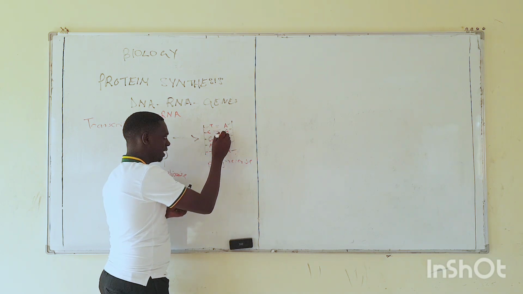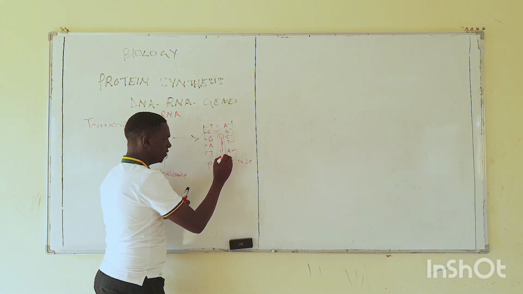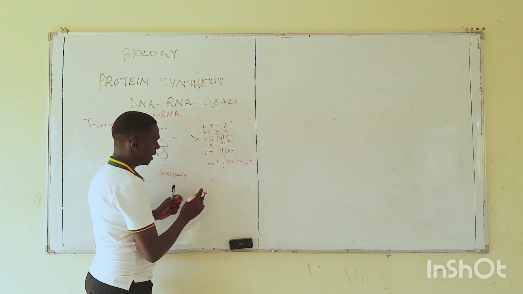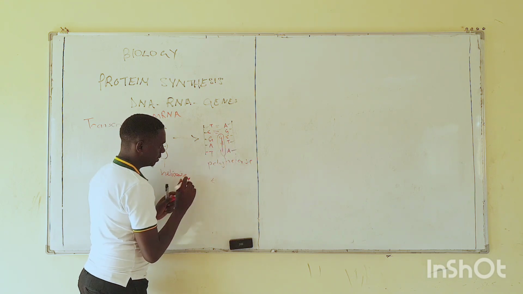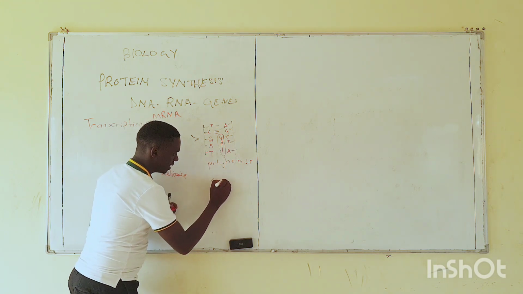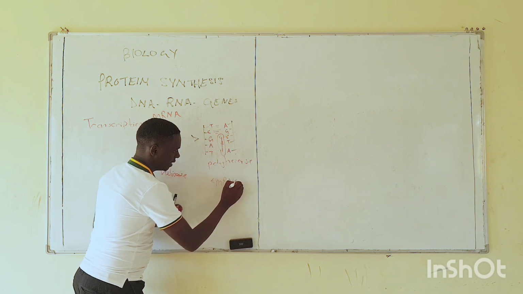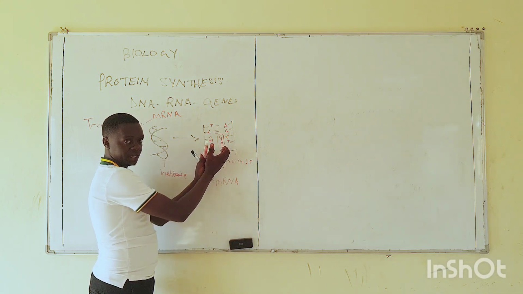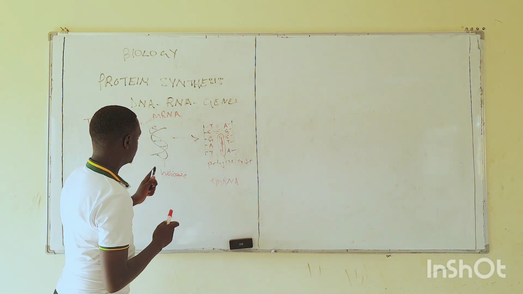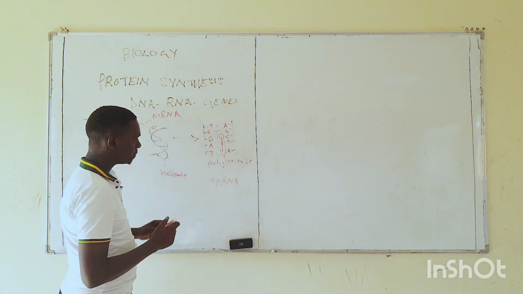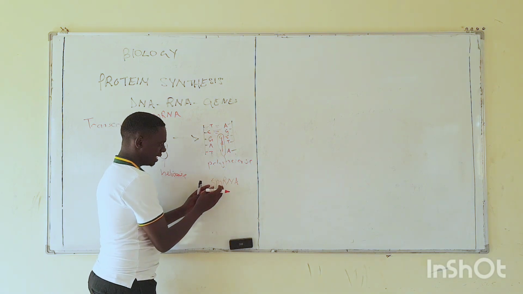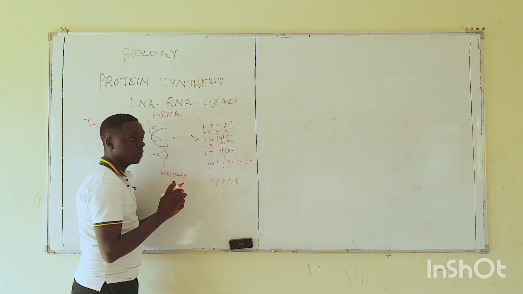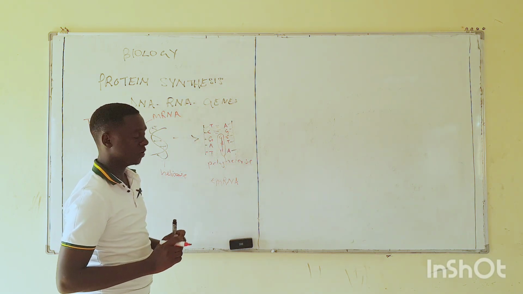Now, after forming this RNA, it comes and leaves the DNA. Now it gives us the messenger RNA. Now the DNA winds again and goes back to its helix structure. Now this messenger RNA contains the gene codes that are responsible for the protein to be formed.